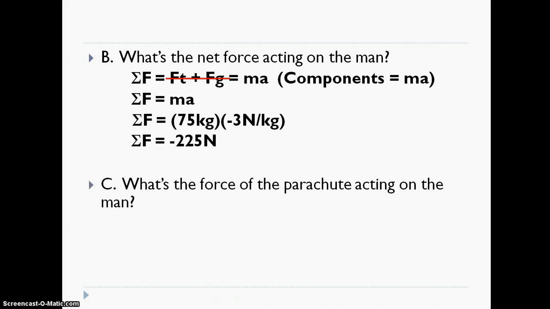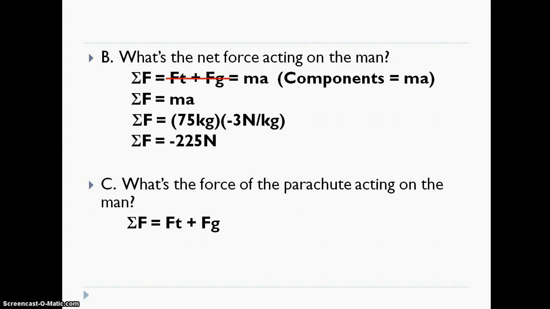So the next part, what is the force of the parachute acting on the man? So what force are they looking for there? That would be the tension. So the strings of the parachute are pulling upward on the man. So now we are forced to use the component portion of the equation. So we're going to use the Ft plus Fg portion, which is equal to the net force, and we already found the net force. If you wanted to, you could have set this up.